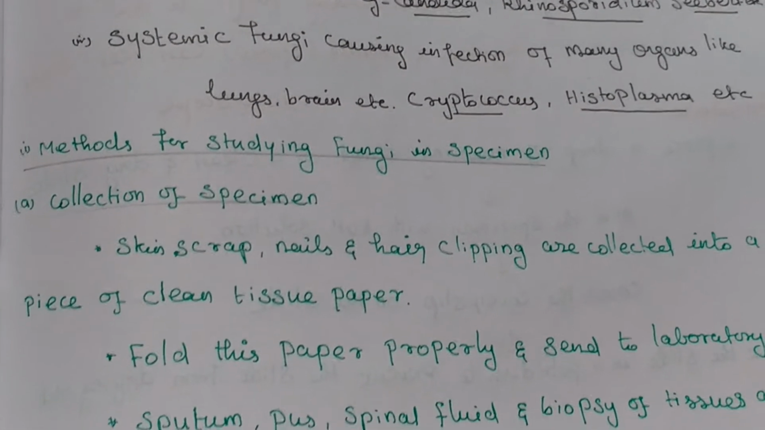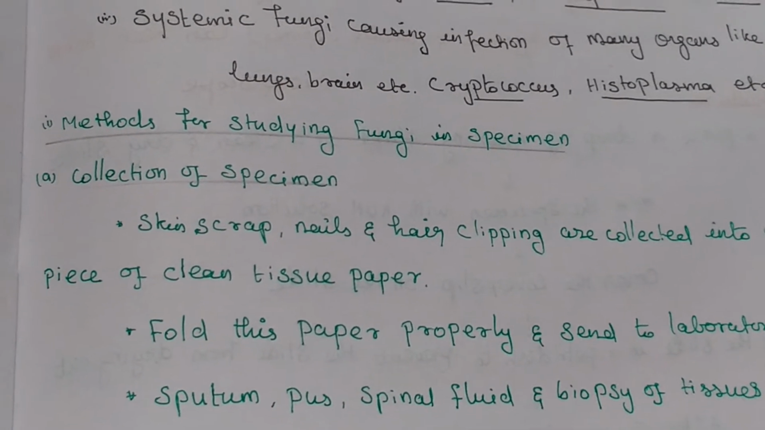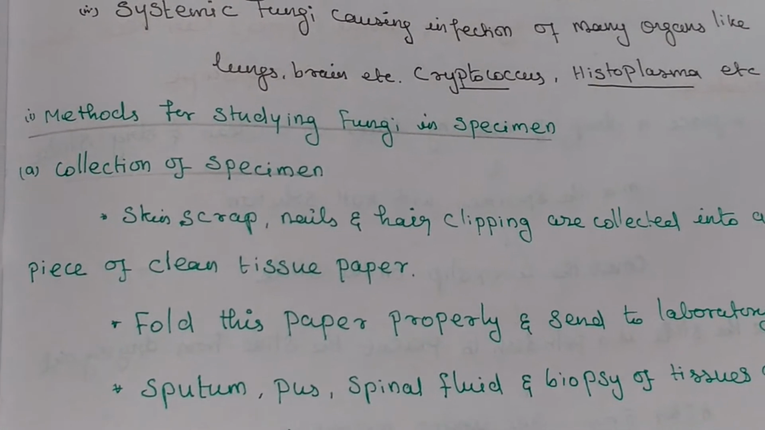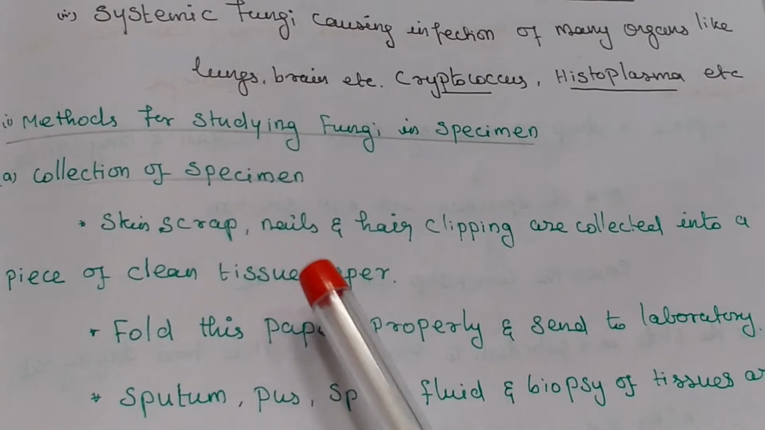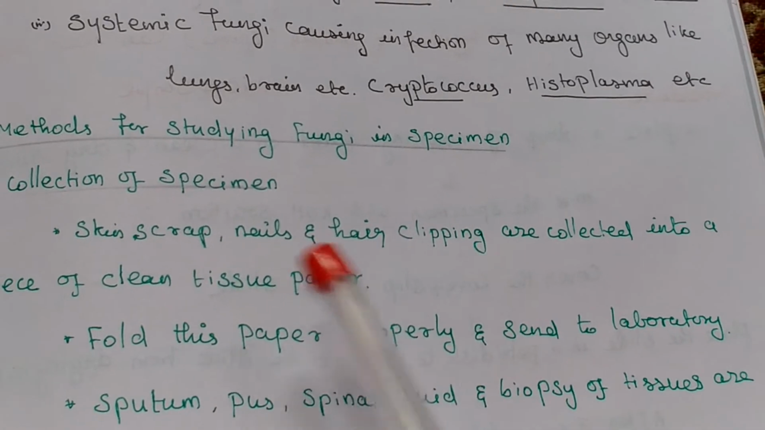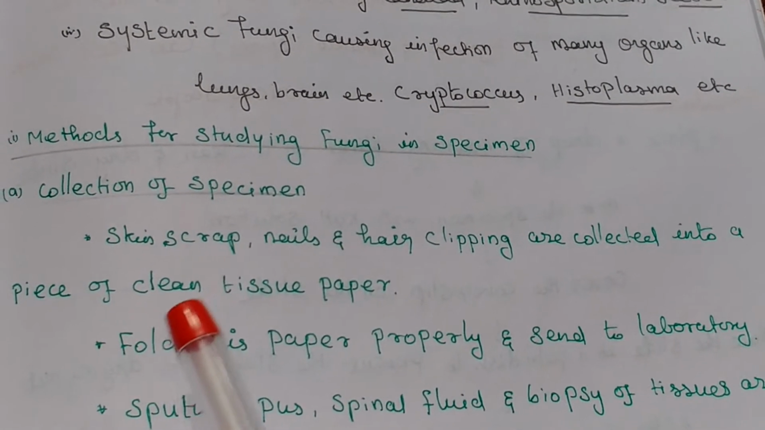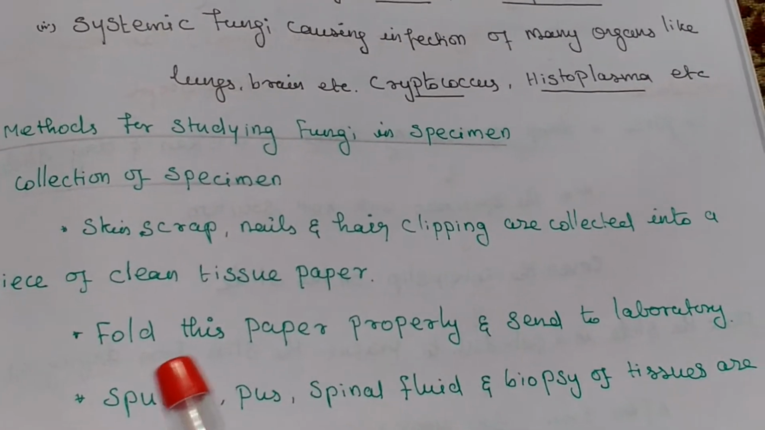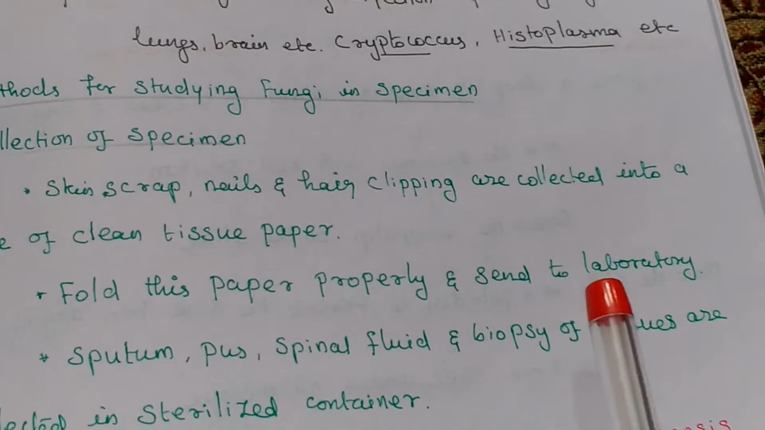Now, what are the methods we are using for identification of fungus? First one is collection of specimen. What kind of specimen will we collect? Skin scrapings, nails, and hair. These kinds of samples are collected into a piece of clean tissue paper. Fold this paper properly and send to the laboratory.